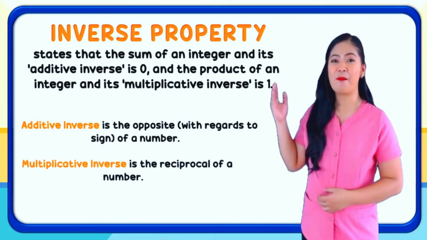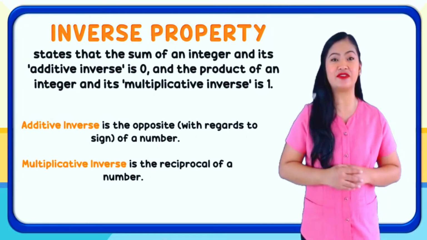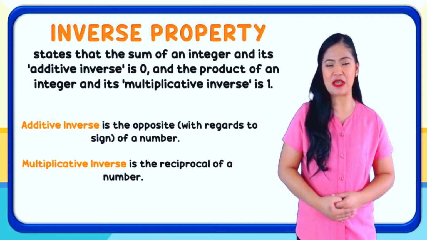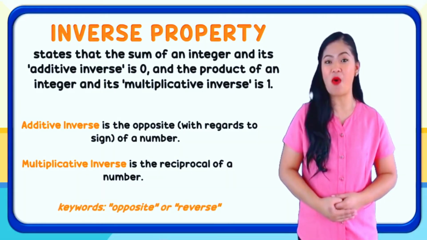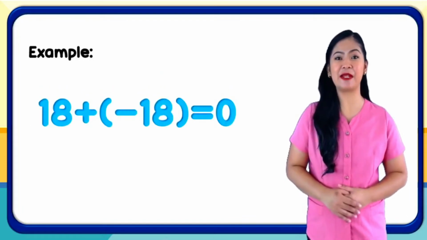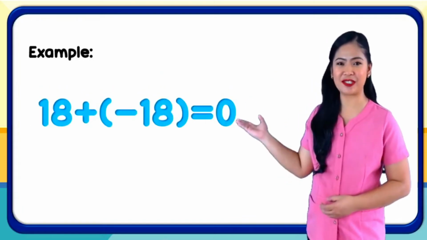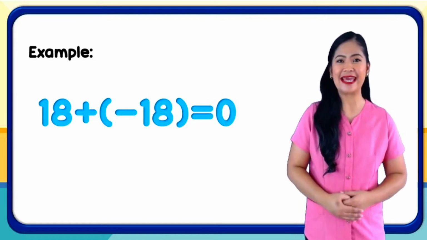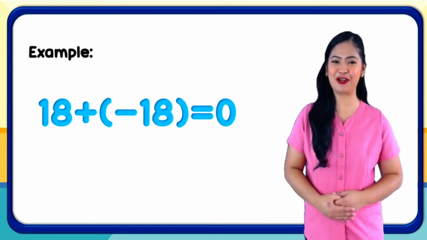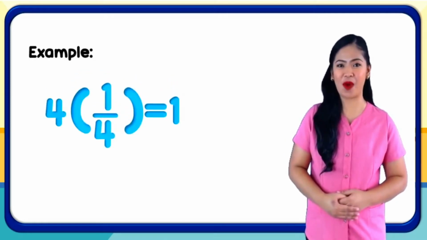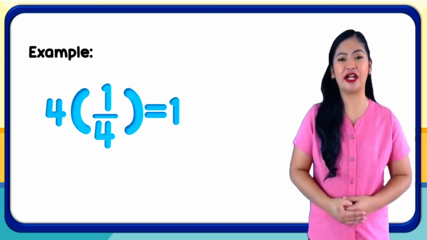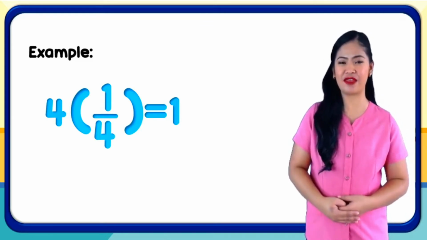Moreover, the multiplicative inverse is the reciprocal of a number. Remember these keywords: opposite or reverse. For instance, 18 plus negative 18 is equal to 0. That is because they are additive inverses of each other. Furthermore, 4 times 1/4 is equal to 1. That is because they are reciprocals of each other.